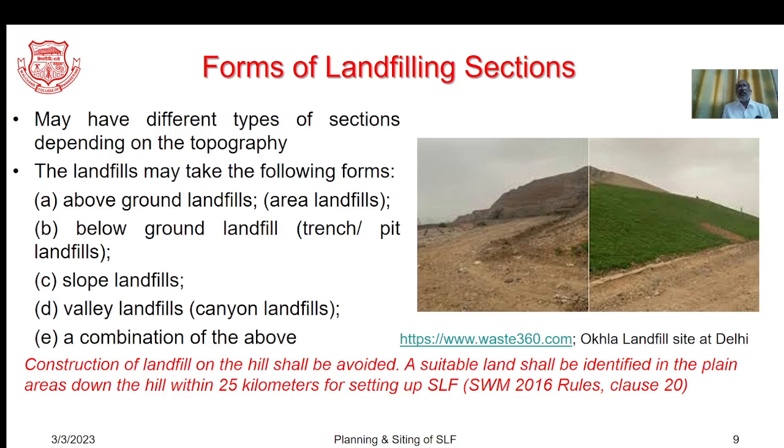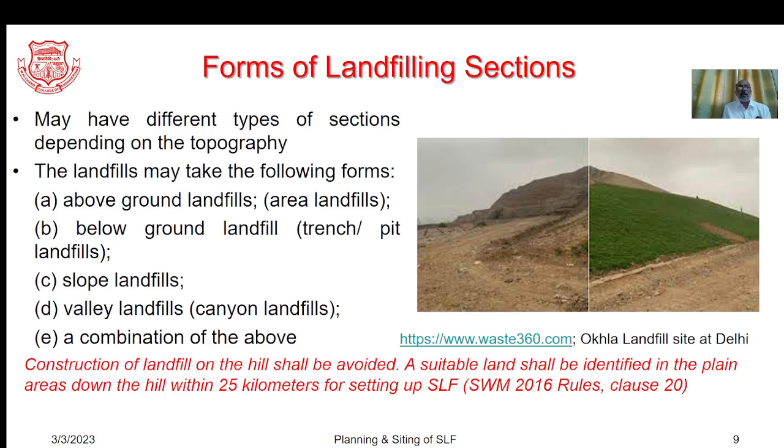Briefly, we had touched upon these particular landfilling sections when we were introduced to the concept of landfilling. However, depending on the topography, there could be many options and combinations of various configurations, depending on the personnel available with the urban local bodies. So these landfills can be placed above ground, or below the ground in the form of trench, pit, and similar. Along the slope, it can be set. Along the valley, it can be set, or there could be a combination of that.